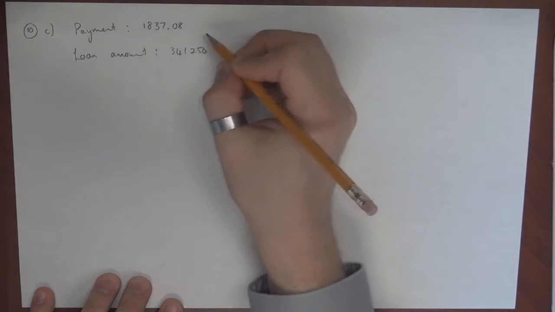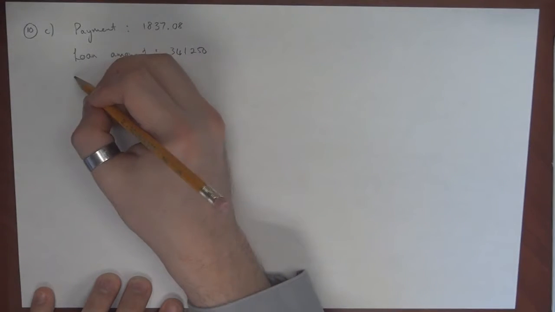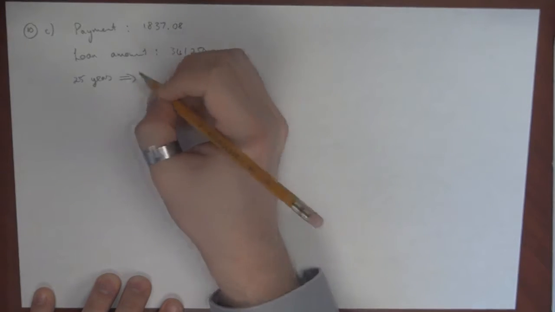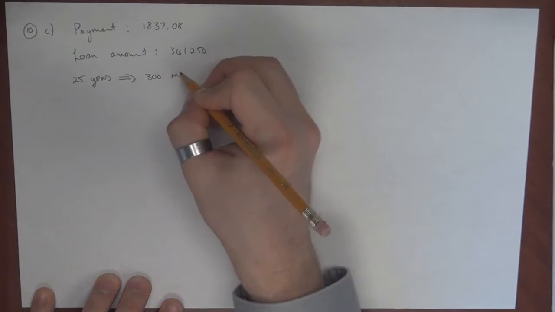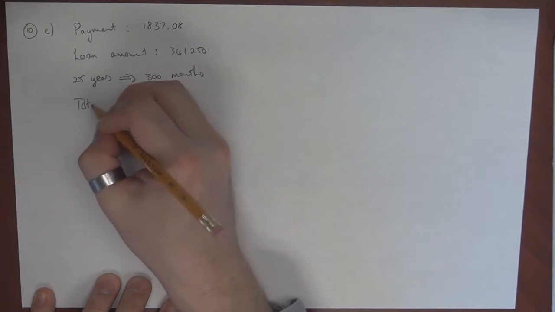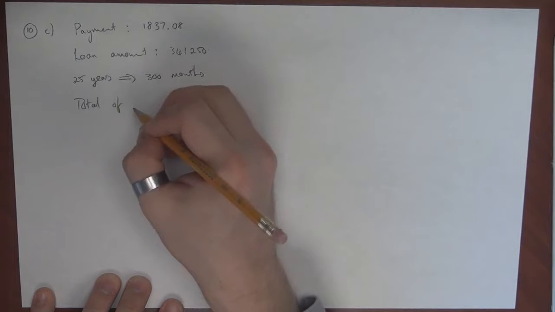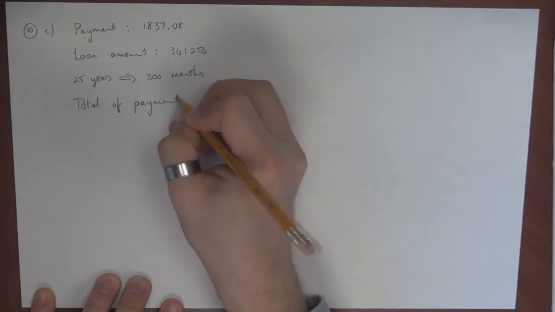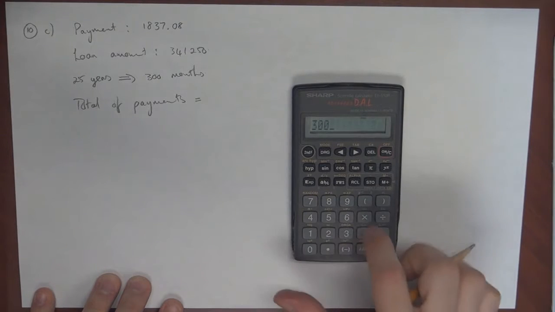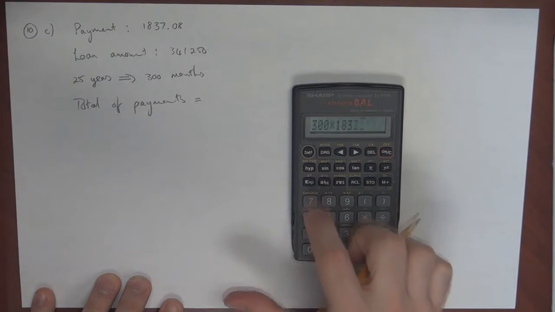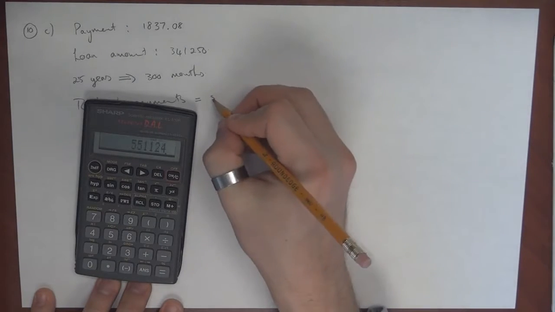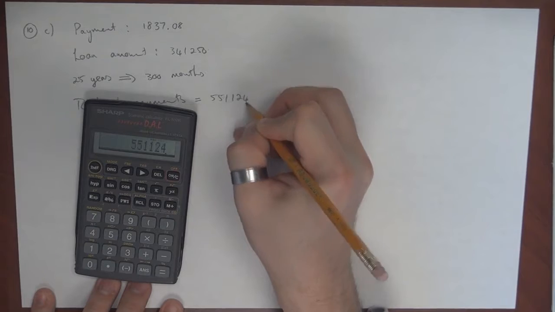So I'm doing this for 25 years. 25 years implies 300 months. So my total of all my payments is 300 times 1837.08, 551,124.